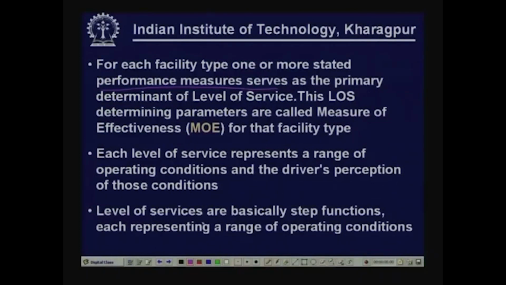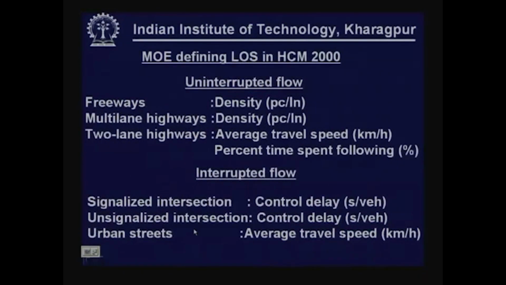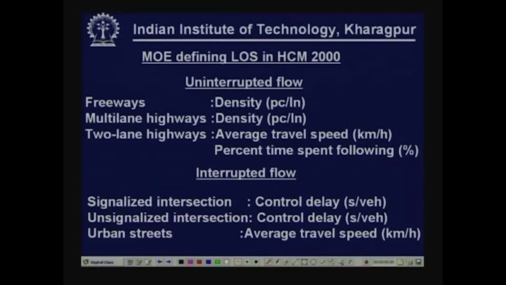So, levels of service are essentially step functions. Under certain conditions it is A, then B, then C, like that. So, these are essentially step functions, each representing a range of operating conditions. Let us have a look at some of the measures of effectiveness for defining LOS, for uninterrupted flow facilities and also for interrupted flow facilities.